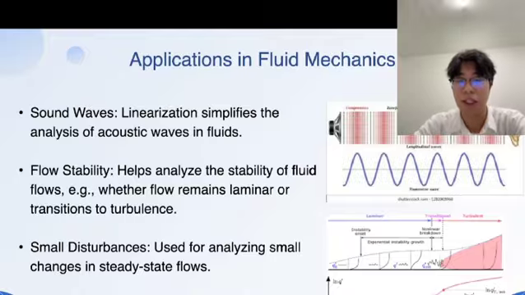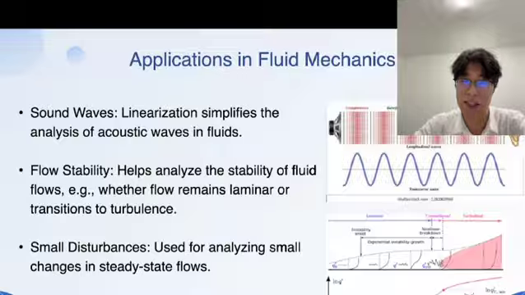To summarize, linearization in fluid mechanics allows us to simplify complex nonlinear systems by approximating them as linear systems, making them easier to analyze and solve. By applying linear techniques to small perturbations in fluid flows, we can gain valuable insights into the behavior of fluids without the complexity of full nonlinear models. Linearization is essential in various fluid mechanics applications, from acoustic wave propagation to fluid stability analysis.